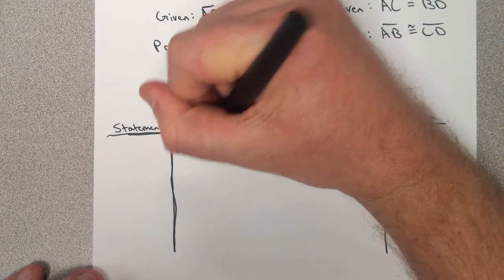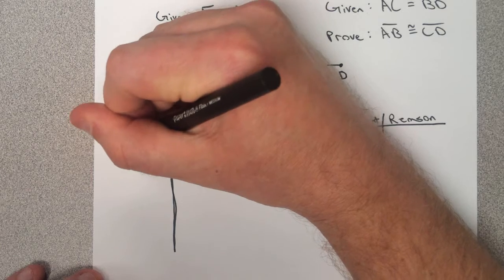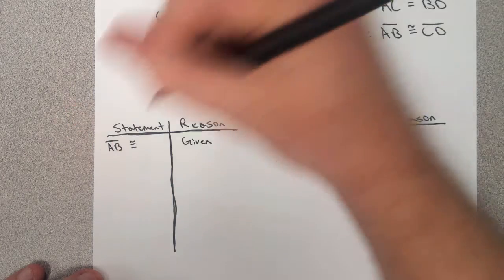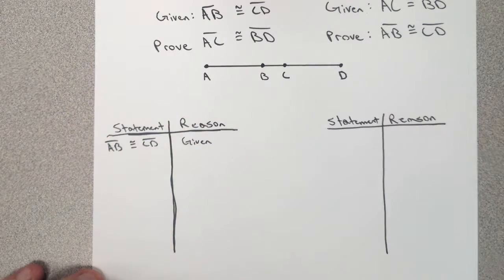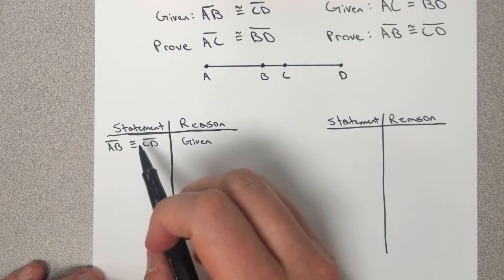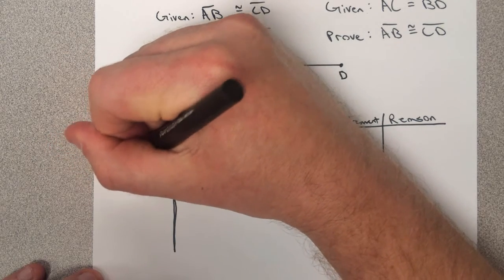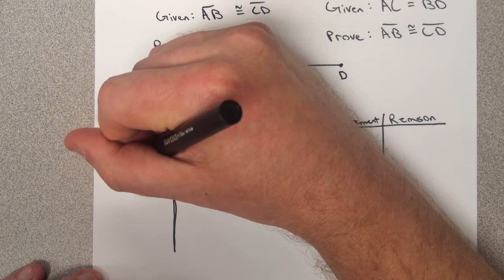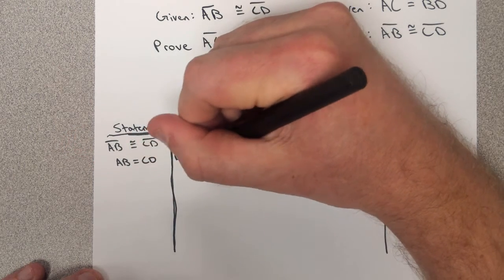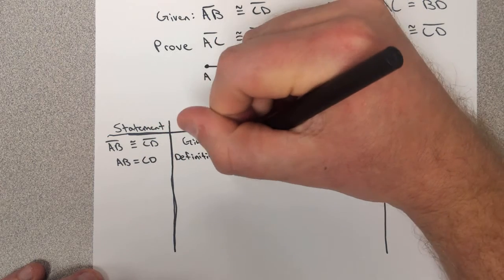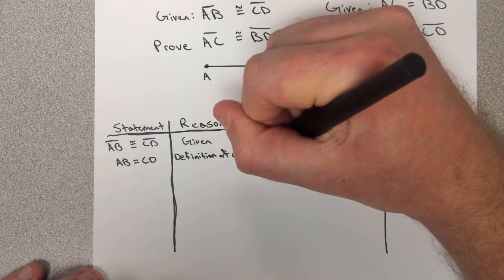So we are given that AB is congruent to CD. If they're congruent, then we get to claim that their measures are equal. So the measure of AB is going to be equal to the measure of CD, because that is the definition of congruence.